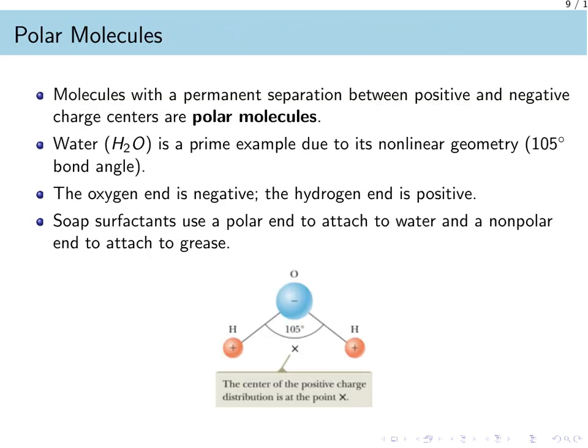Next, we examine polar molecules, which are molecules possessing a permanent separation between their positive and negative charge centers. The common water molecule is a prime example because of its nonlinear geometry, specifically exhibiting a bond angle of 105 degrees. This geometry results in the oxygen end being negatively charged and the hydrogen end being positively charged.